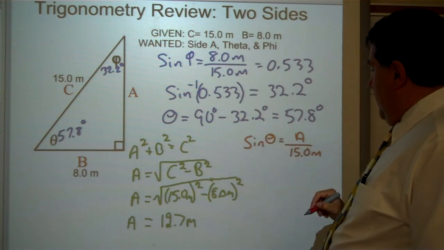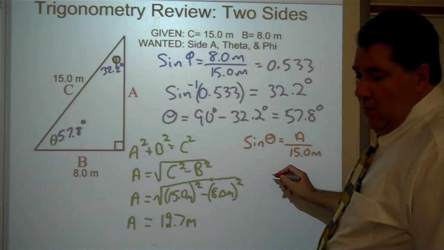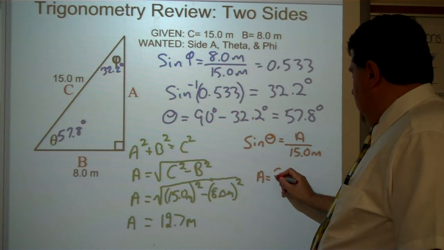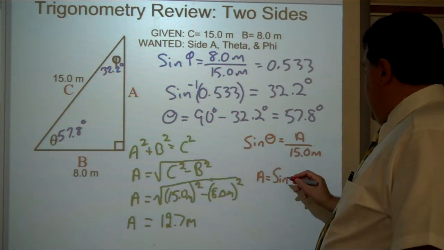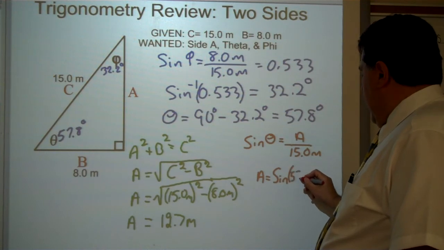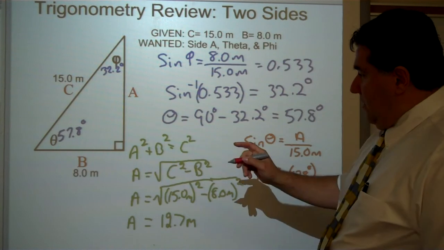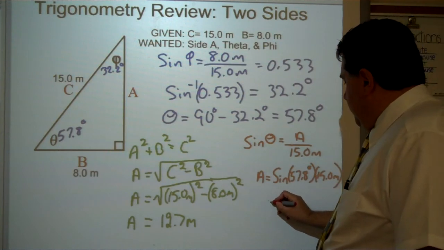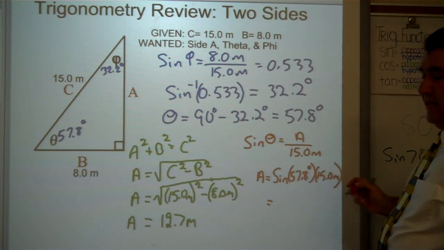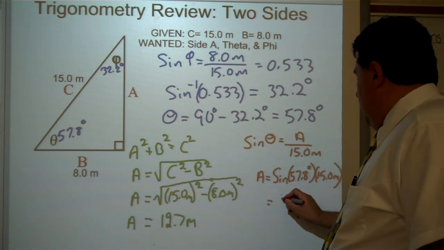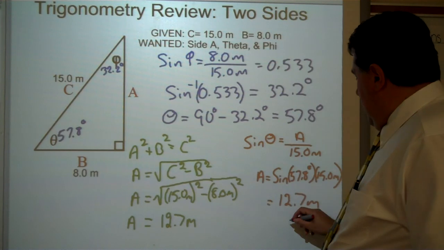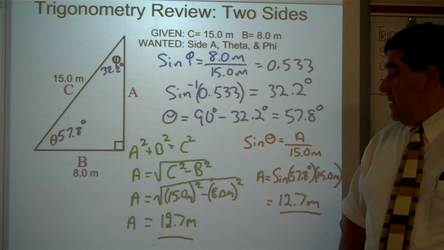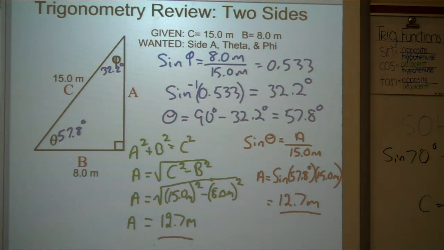And this looks pretty easy now. I can easily find it. I know what theta is. I know what the hypotenuse is. So I'm going to solve for A once more. A is going to be equal to the sine of theta. And what is theta? 57.8 degrees. And it's going to be times the hypotenuse, which is 15 meters. Multiply these two numbers, the sine of 57.8 times 15 meters, and you get a distance of 12.7. Same answer. Two different strategies for finding out the sides and angles given only two sides.